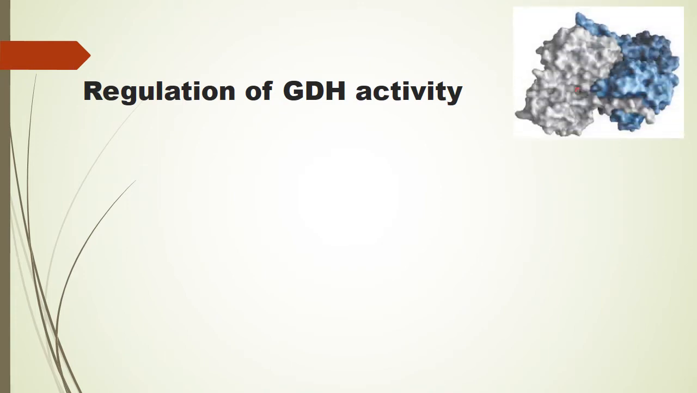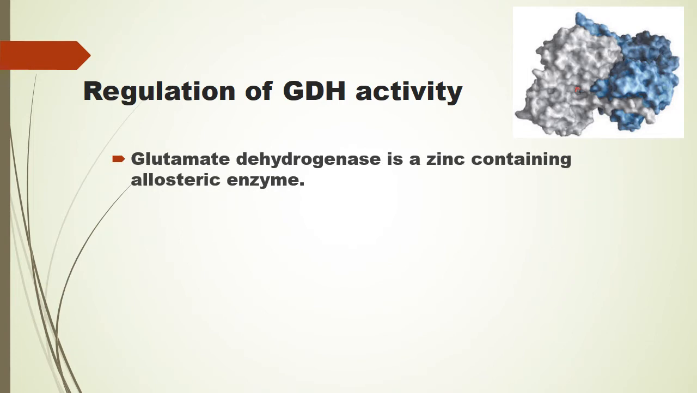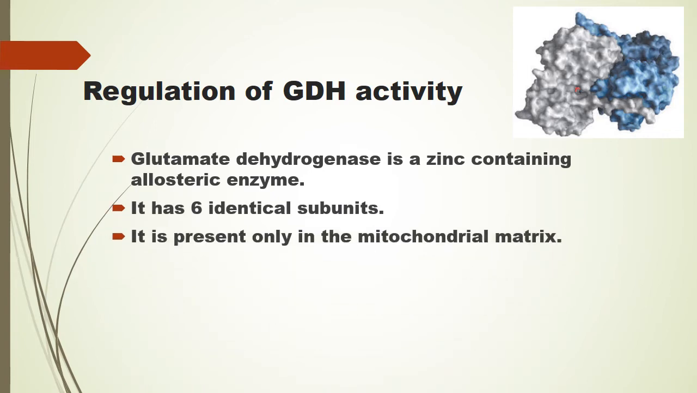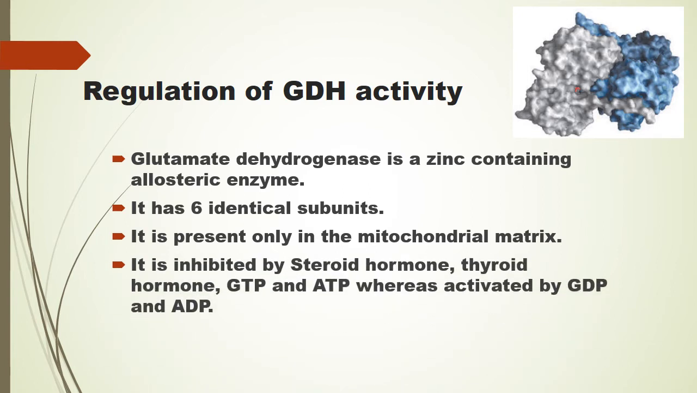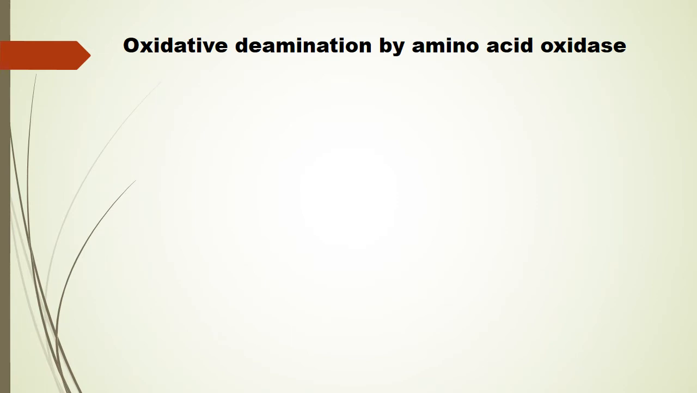Then, regulation of glutamate dehydrogenase activity. Glutamate dehydrogenase is a zinc containing allosteric enzyme. It has 6 identical subunits. It is present only in the mitochondrial matrix. It is inhibited by steroid hormone, thyroid hormone, GTP, and ATP, whereas it is activated by GDP and ADP.